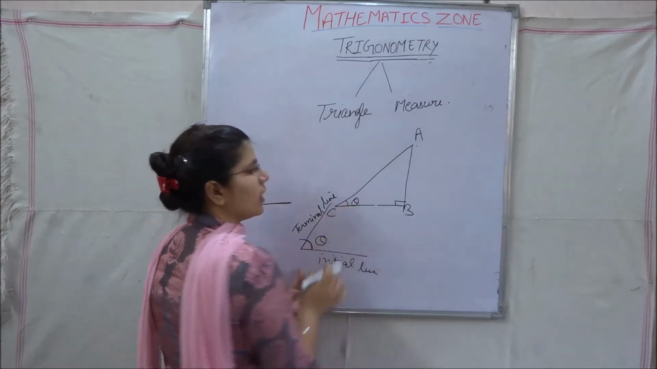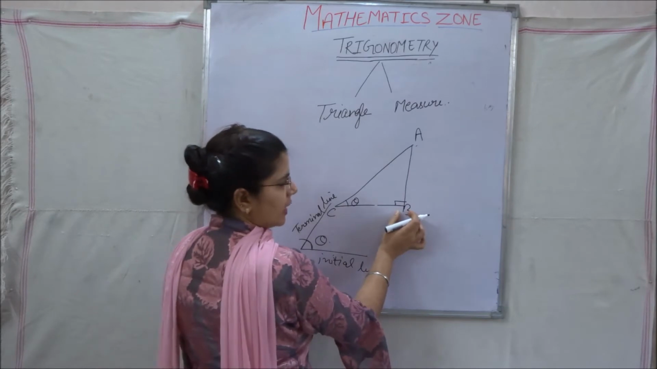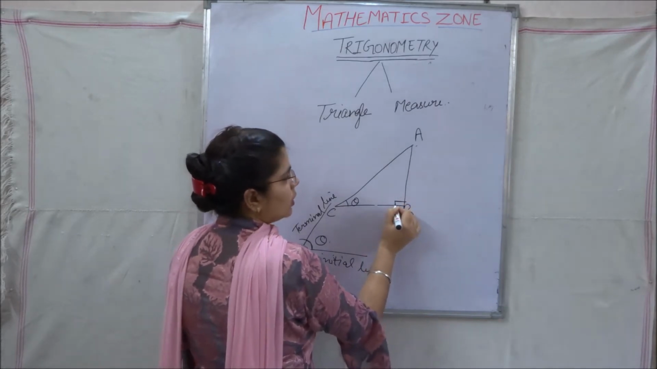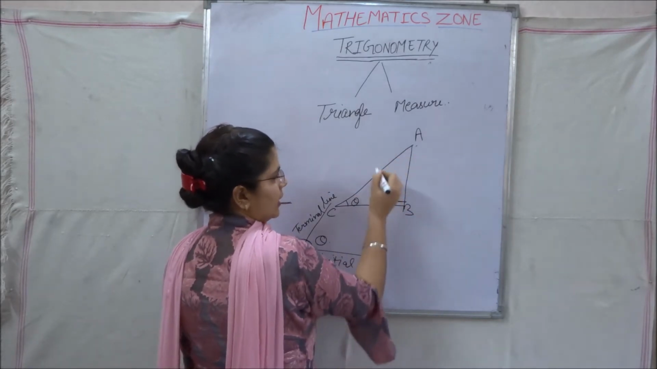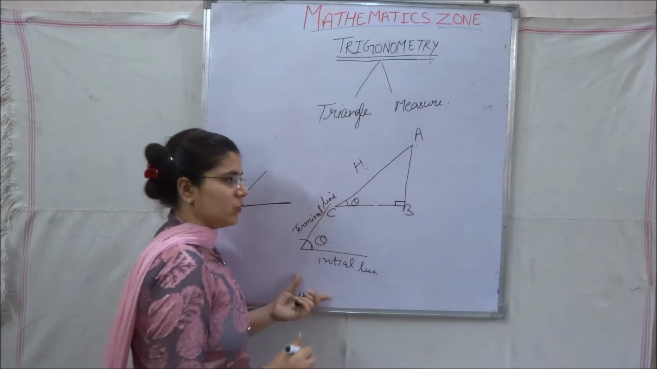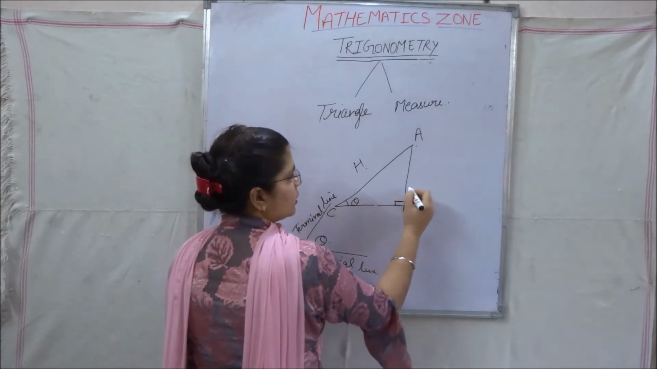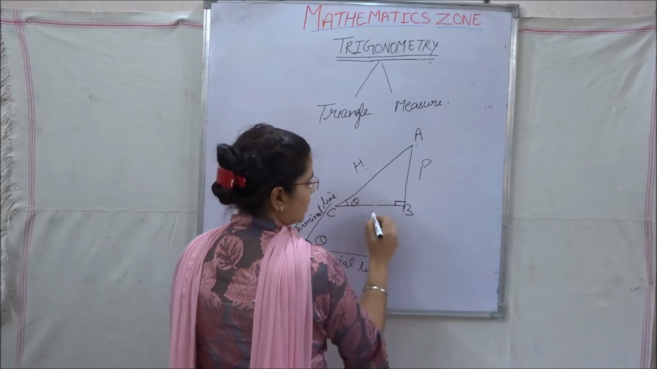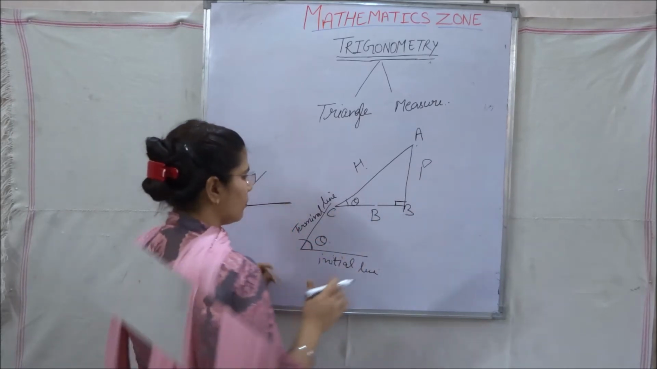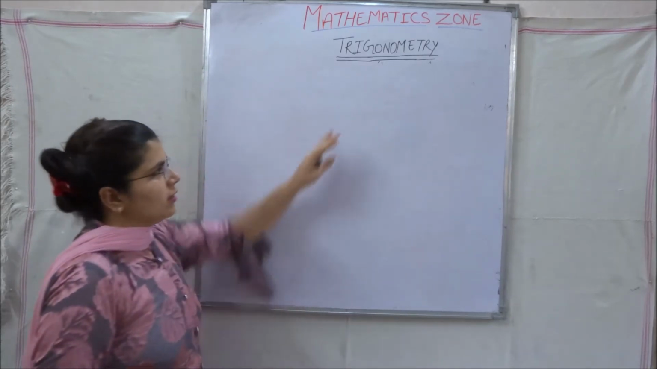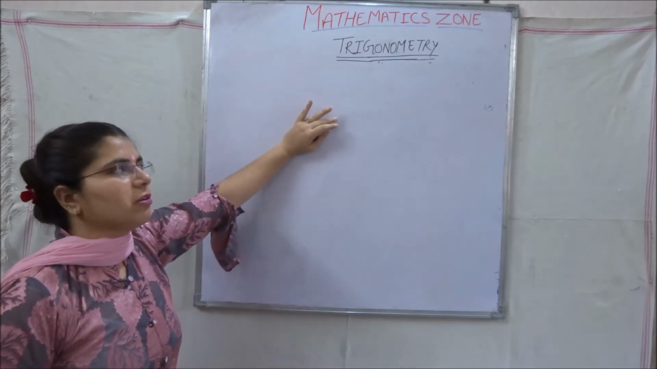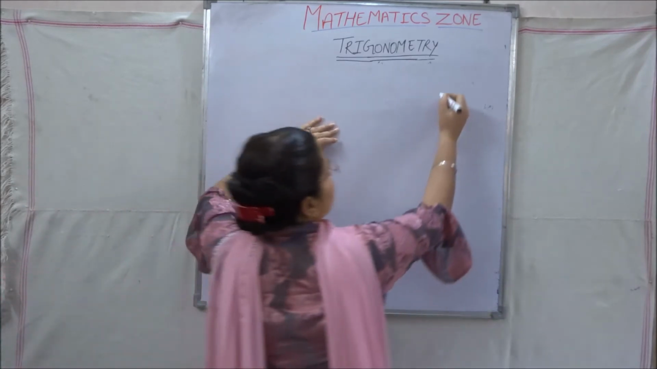Now if this is angle theta and this is the 90 degree angle, the side opposite to the 90 degree angle is always termed as hypotenuse, and the side opposite to angle theta is perpendicular, and this is our base. Now to find out the various T ratios of trigonometry, we have a formula.